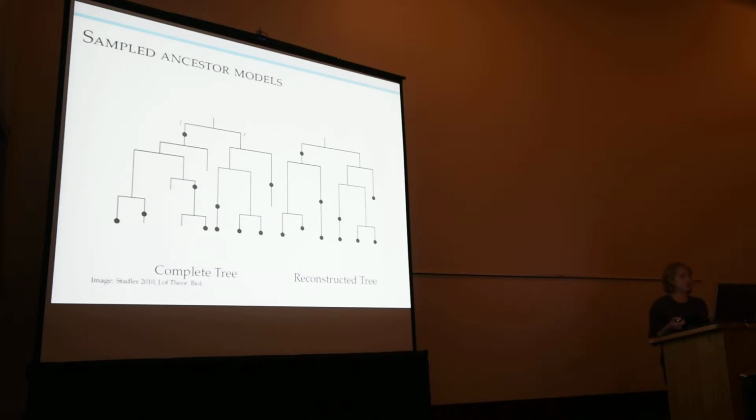So if we were to reconstruct a tree from this data, what we would expect to get back, and what we would want to get back, is something that looks like this, where we have an accurate representation, with this node here, for example, being an ancestor to a descendant that we have sampled.